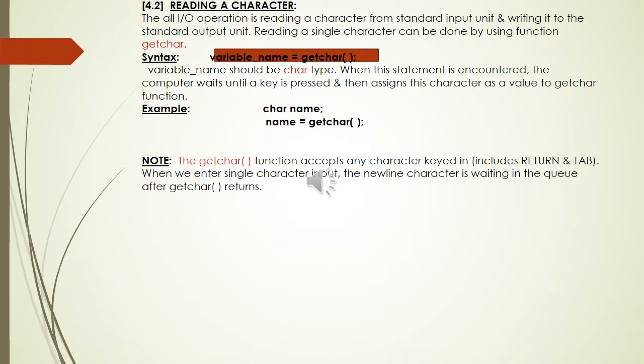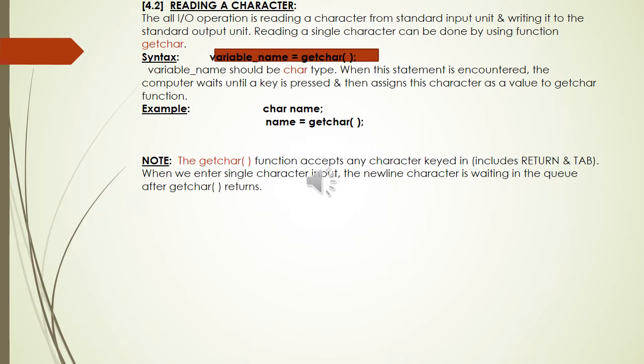Next is reading a character. The all input and output operation is reading a character from the standard input unit and writing it to the standard output unit. Reading a single character can be done by using the function getchar. Syntax for writing this getchar function is variable name is equal to getchar. Variable name should be of character type. Here there is a condition. While writing the getchar, the variable name should be of character type.